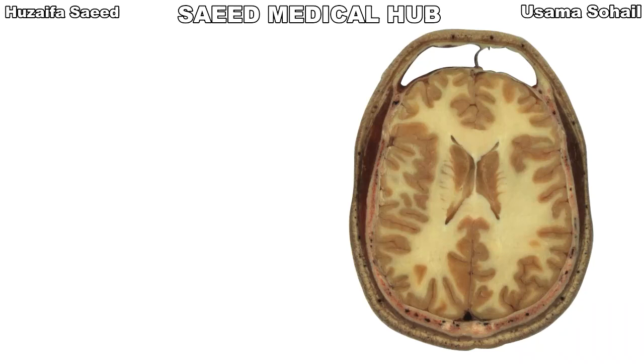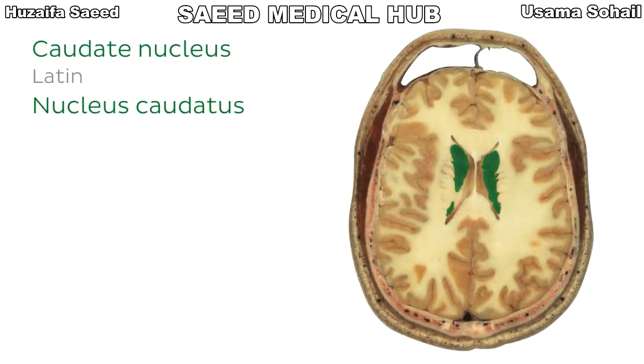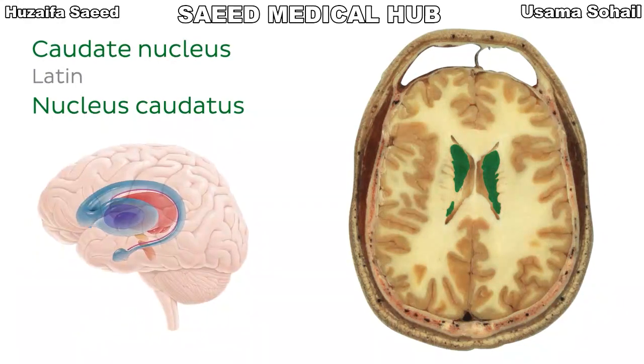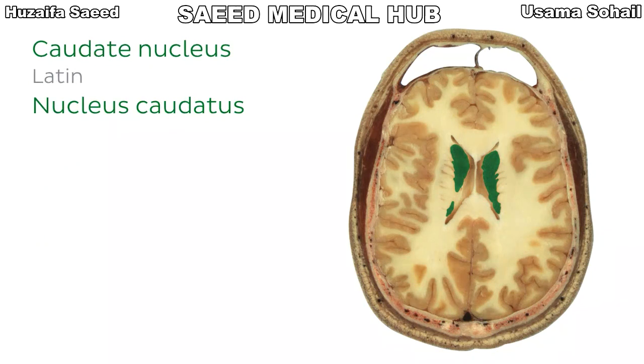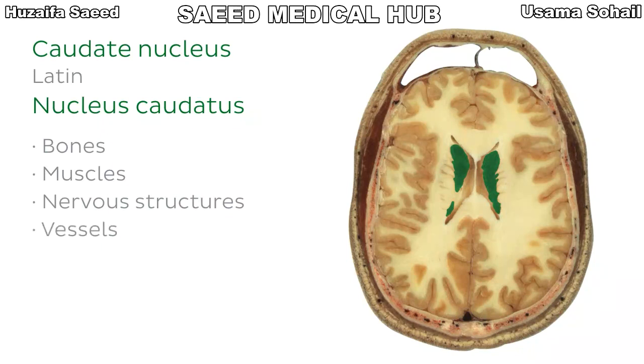So let's jump into identifying structures at the level of the caudate nucleus. Any idea what the caudate nucleus is and where we'll find it? So there are two caudate nuclei and they are part of the brain. Specifically, they are a component of the basal ganglia, and the level that this cross-sectional image is at is superior enough that we'll be looking at structures superior to the nasal cavity and orbits. And this is the image we'll continue to look at throughout this tutorial as we identify the bones, the muscles, the nervous structures, and the vessels present at this cross-sectional level.